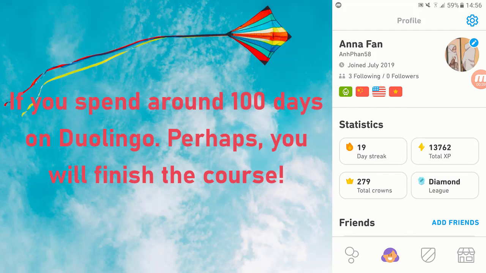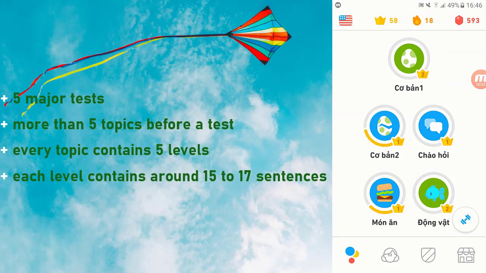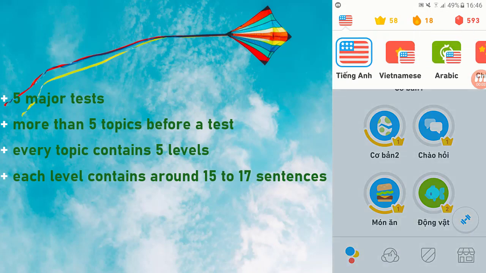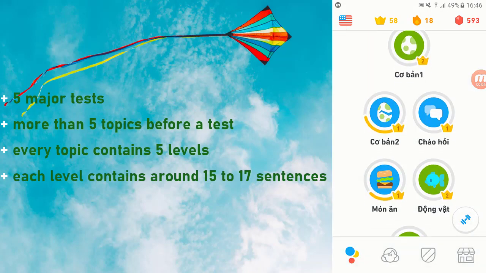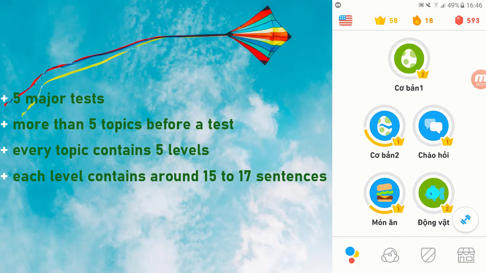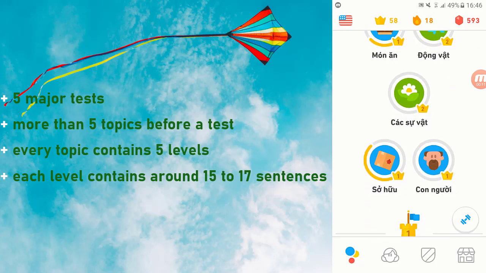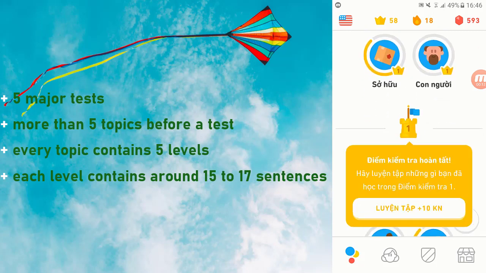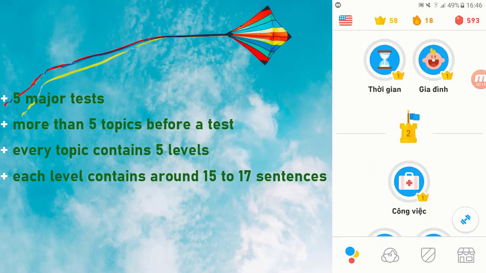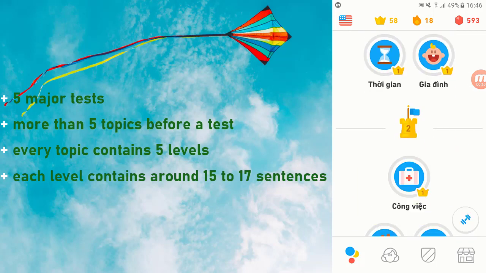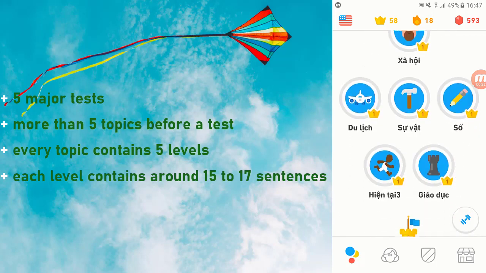The English course on Duolingo contains 5 major milestone tests that you need to pass along the way. Every topic will have 5 levels. There are now 5 topics in a big lesson. Therefore, you actually have to complete a few hundred small lessons, each containing around 15 to 17 sentences to finish. That sounds like a lot, right? But don't panic. Just go one step at a time. Keep it up until the end.